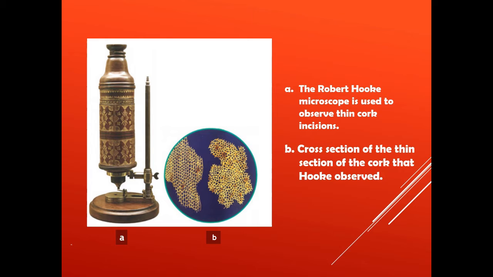A is the Robert Hooke microscope, which is used to observe thin cork incision. And for picture B, it's the cross-section of the thin section of the cork that Hooke observed using his microscope.